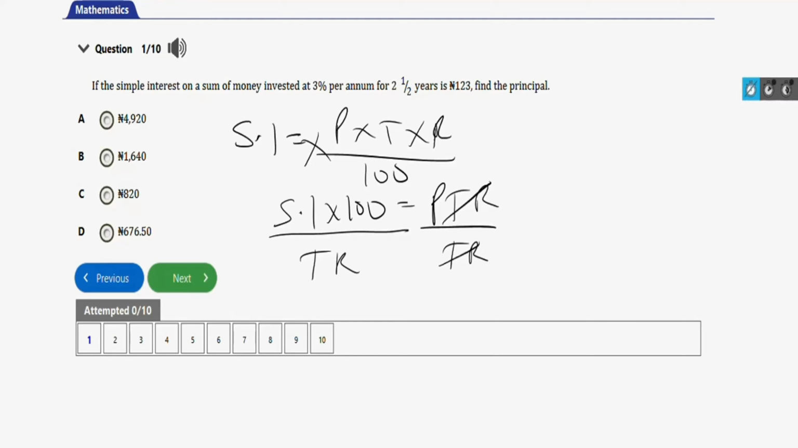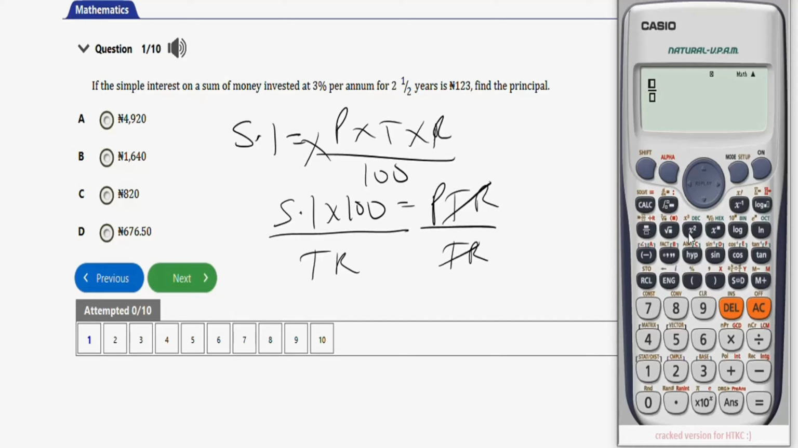So let's bring a calculator and solve this now. The principal will be the simple interest, 123, times 100 over the time, 2.5 years, times the rate, 3%. That's equal to 1,640 naira. That's the principal, option B. Alright, so that's it for this question.